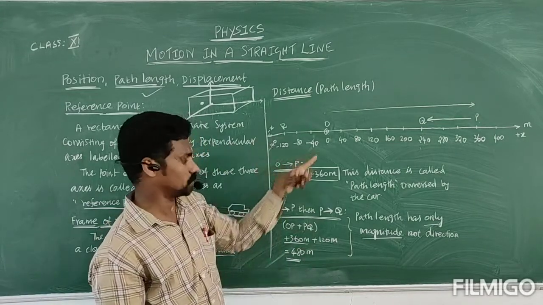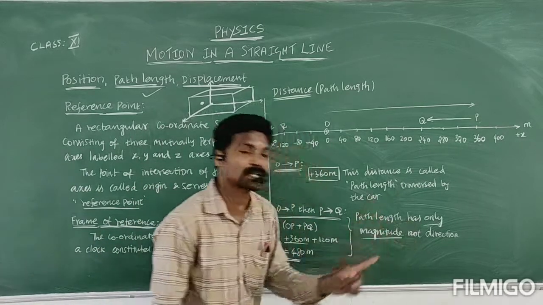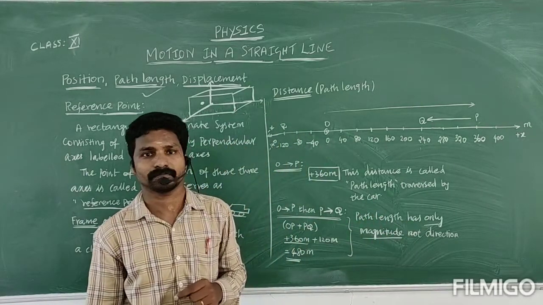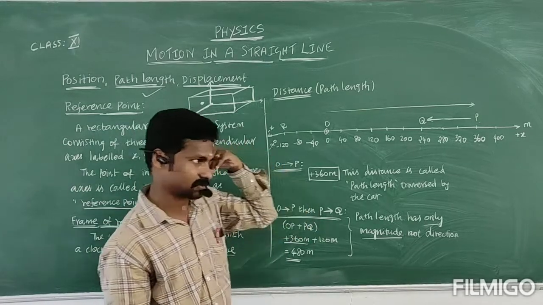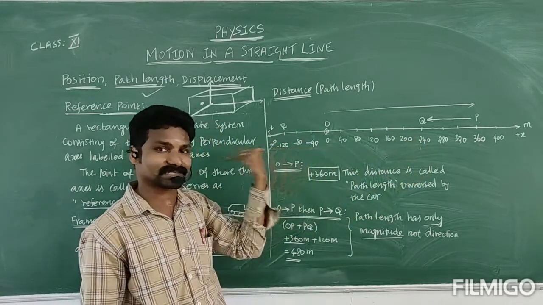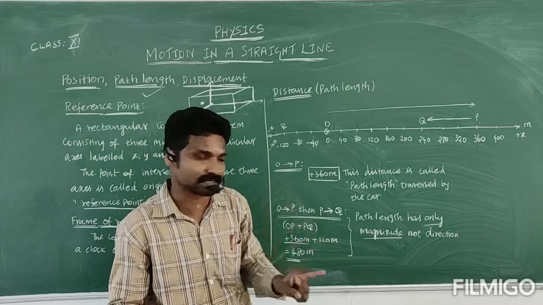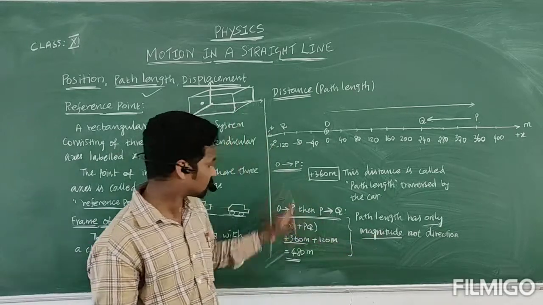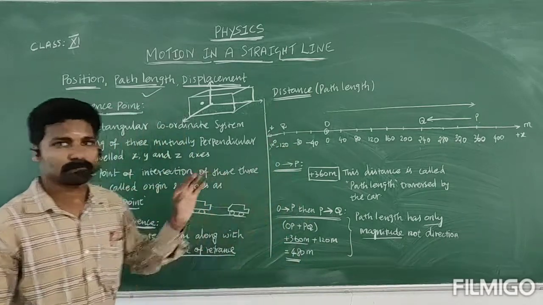Why I wrote this example is because the path length has only magnitude, not a direction. First it goes towards the x-axis, again towards the minus x-axis, in the opposite direction. But in the path length, there is no need to specify the direction, only the magnitude. For that purpose only I explained. Now you have some idea about the path length.